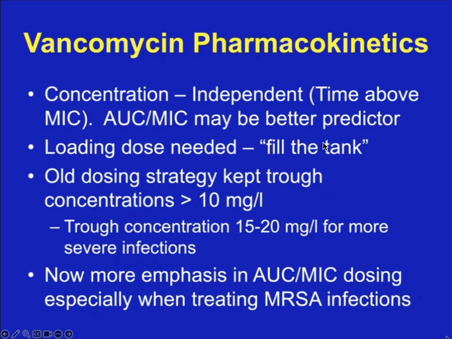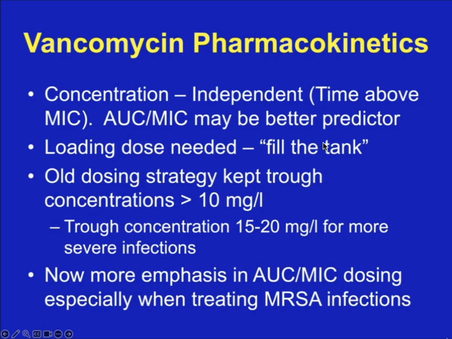Now, what I need to know, Moffitt, do they do AUC over MIC dosing, or do they still do trough-based dosing? The VA, is it trough-based dosing, or do they do AUC over MIC? So TGH and the VA have done that. Moffitt is not. Okay. So Vanco is really concentration independent. It's actually time above the MIC. But a better marker is actually AUC, area under the curve over the minimum inhibitory concentration, which is a better predictor of its pharmacokinetics.